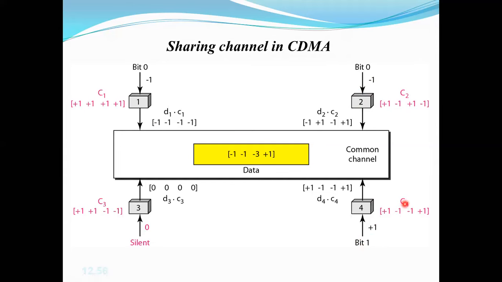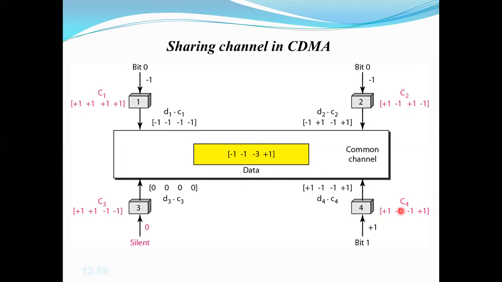What is the code of C4 here? The code of station 4 is plus 1, minus 1, minus 1, plus 1. Now, you need to multiply this data with the code. Plus 1 multiplied by plus 1, what is the result you are going to get? Plus 1.